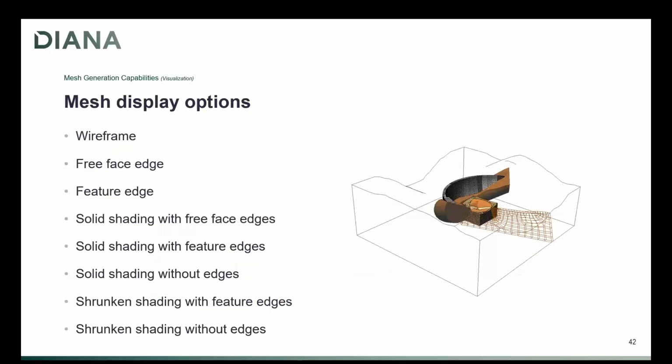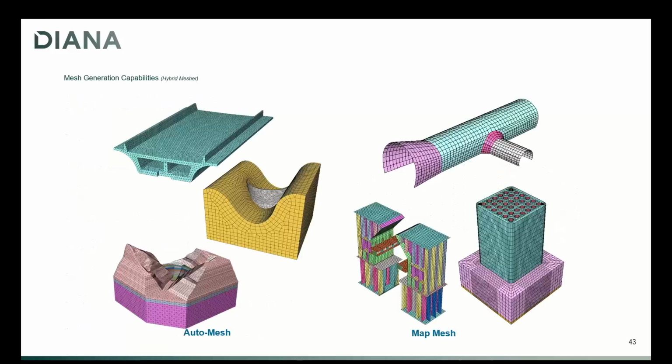At the mesh level, you have different ways of presenting your model that enable you to inspect or present it in the most suitable way, from wireframe, free face edge, feature edge. We have some solid shading display or shrunken shading display. There are also different mesh engines which enable you to generate structured and unstructured types of mesh. Here you see some examples based on AutoMesh or MapMesher.